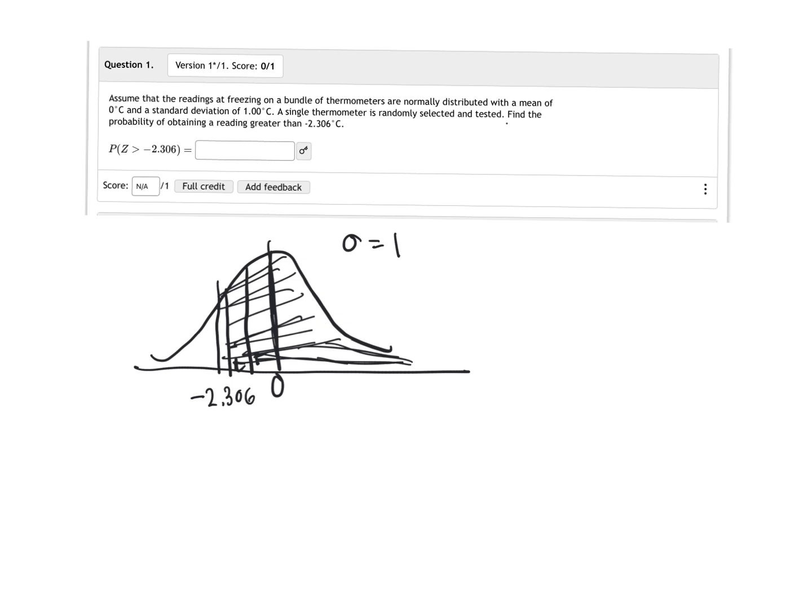And how do we do that? We're going to use the normal CDF function on our calculator to find that area. I'm going to choose normal CDF, which is under the second bars, which is the distribution key. Number 2. Lower limit is negative 2.306. Upper limit is one really big number.